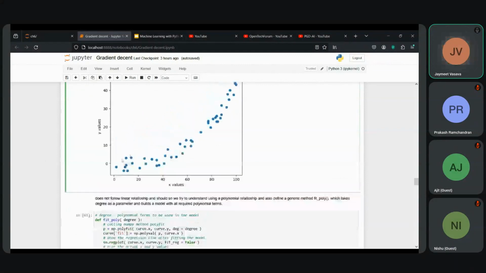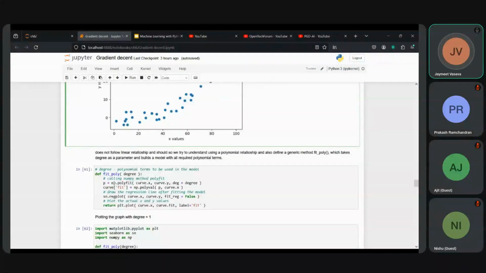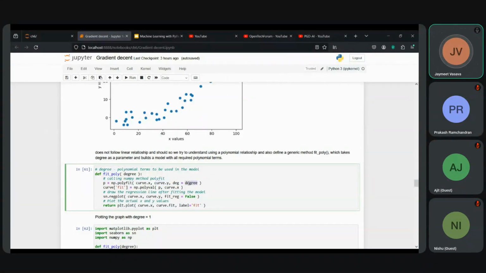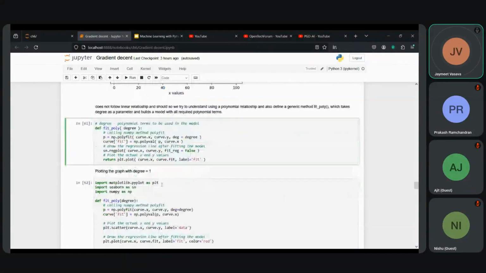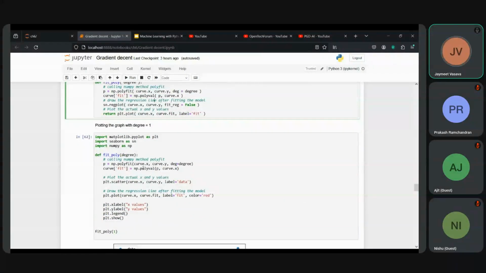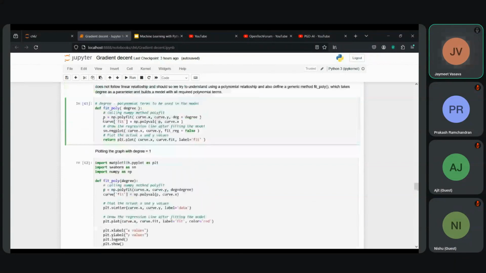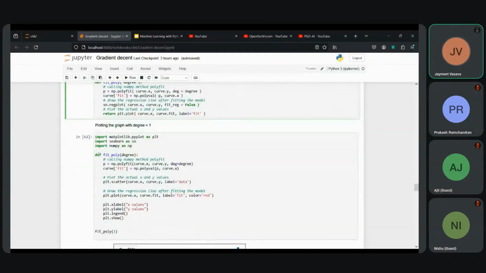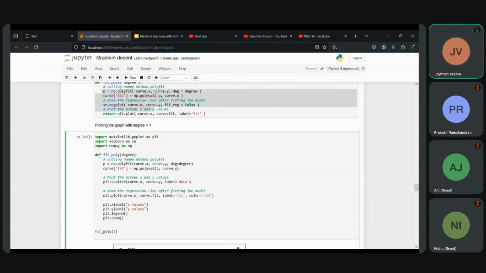So we'll be using the polyfit method of NumPy, and we'll be defining our own fit poly method and using the polyfit within it, which takes X value, Y value, and the degree. Now, as we have defined the fit poly method, we are using it. These are the same code, by the way.